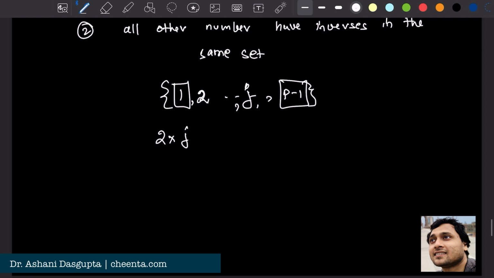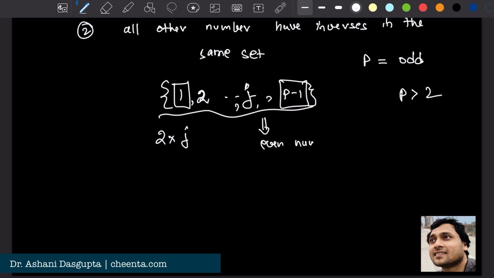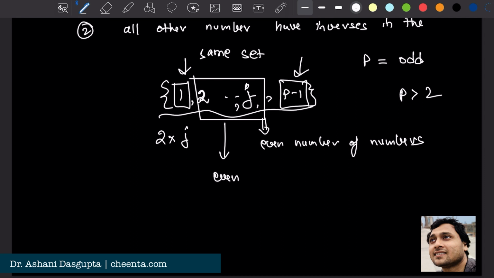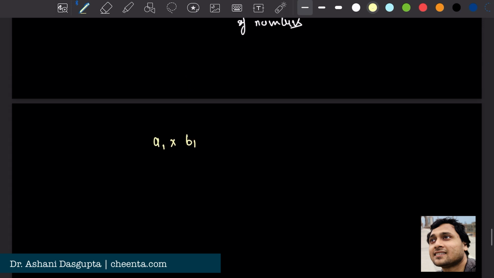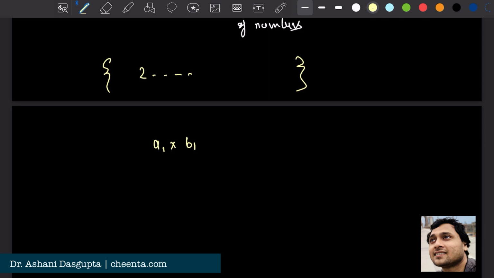So, assuming that the prime is greater than 2, since p is odd, therefore p minus 1 is an even number of numbers, and if you leave out these two, you still have an even number of numbers, and each of them we can make pairs like this. So for example, we can make A1 times B1, A1, B1 both coming from the numbers 2 to p minus 2. I'm just leaving out 1 and p minus 1 for the moment.